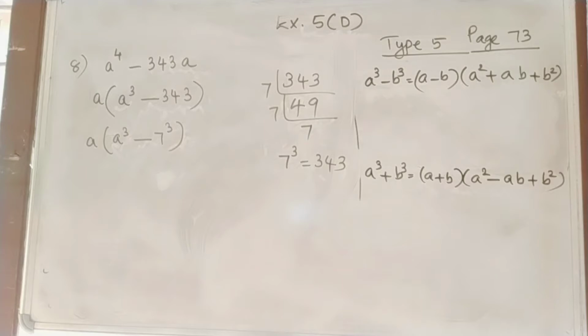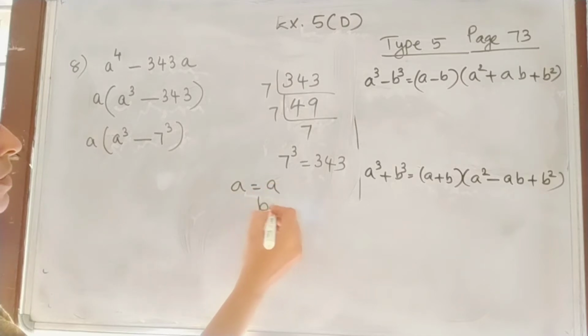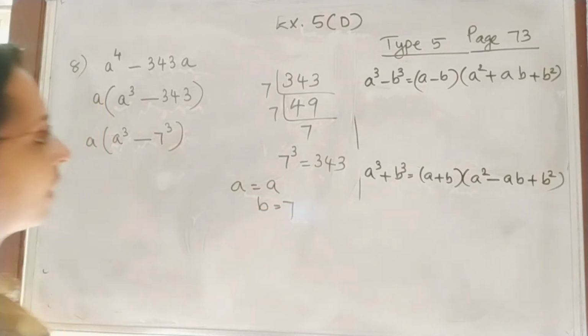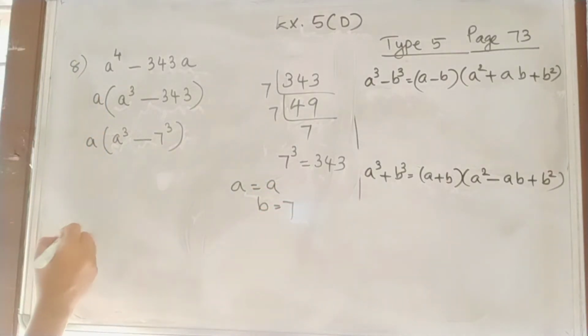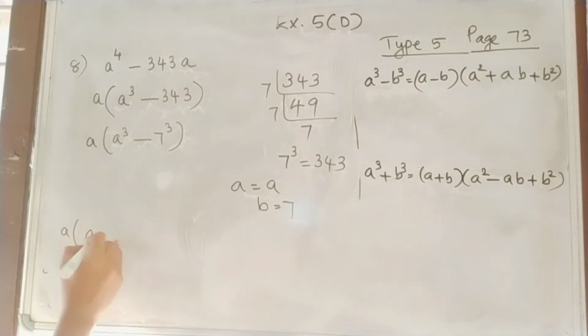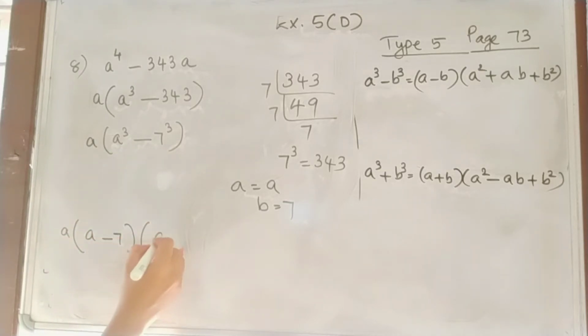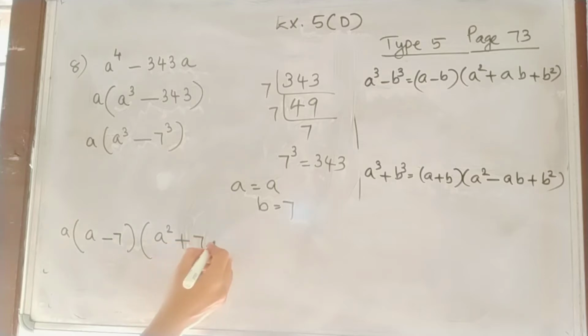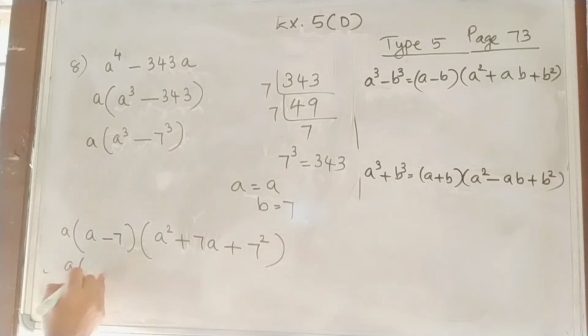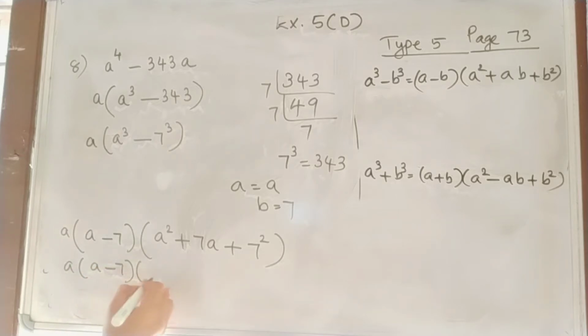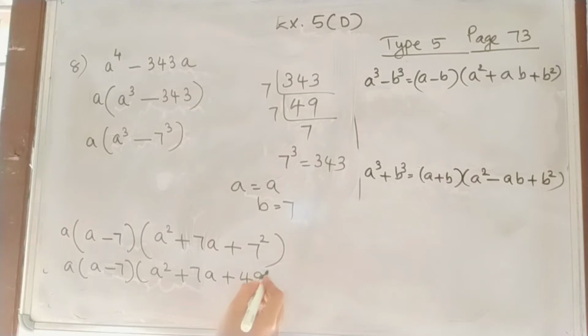A cube minus 7 cube, that is in the form of what? A cube minus B cube. Here A is equal to A and B is equal to 7. So how can we write this? A into A minus B, means A minus 7, into A square plus AB, means 7A, plus B square, means 7 square. It is A into A minus 7 into A square plus 7A plus 49.